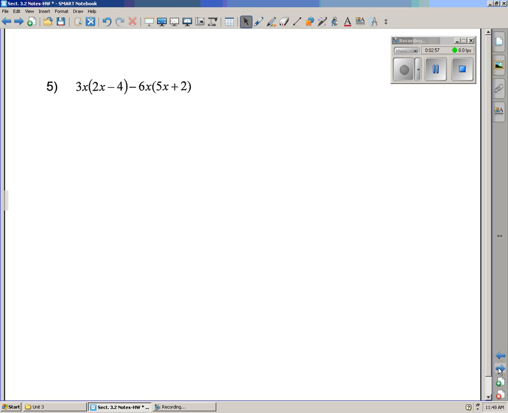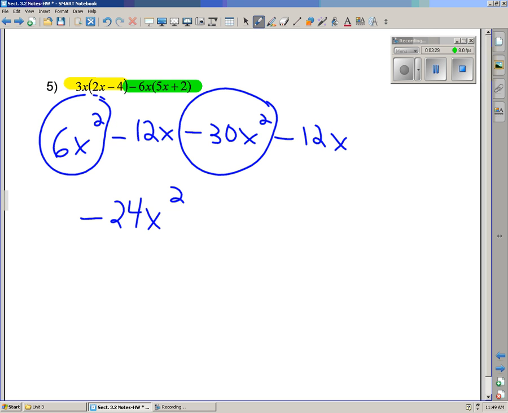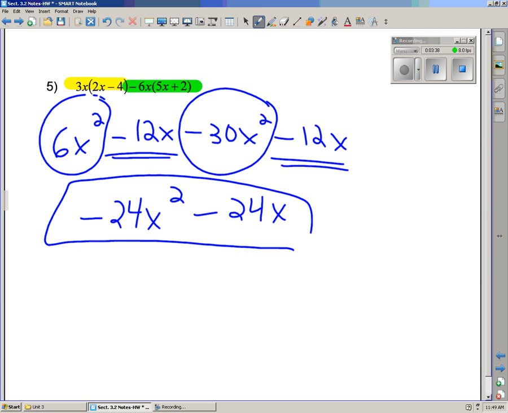Next one. Again, for the distributive property, there's two parts to distribute. This would be the first part of your distributive property. This is going to be your second part of the distributive property. So in yellow, you get 6x squared minus 12x. In green, you get negative 30x squared minus 12x. And when you combine like terms, your x squareds are going to give you negative 24x squared. Your x's give you negative 24x. This is your final answer.